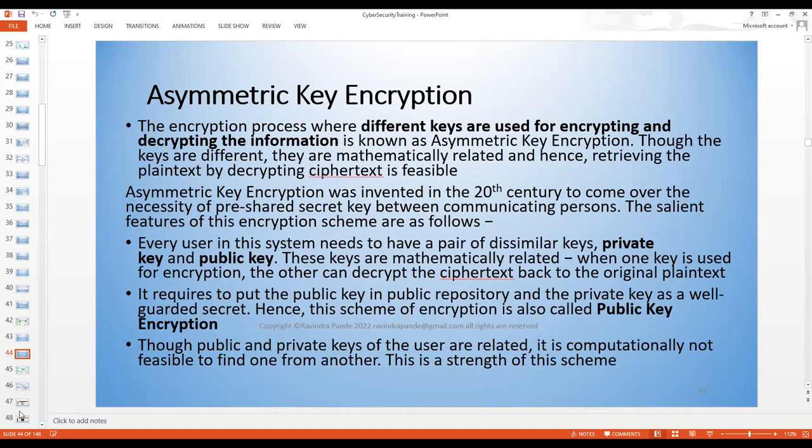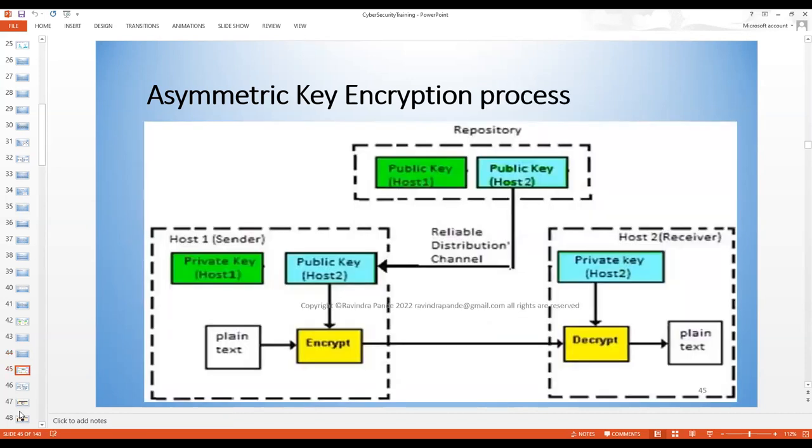Okay, let's try to understand logically how this is achieved. So the host sends a private key and a public key. The public key is released on a repository. You can understand it in the simplest possible way as a username and password kind of scenario. Username is basically public. So my username, ravindrapande@gmail.com or Ravindra Pandey, is a standard public key, and my password is my private key.